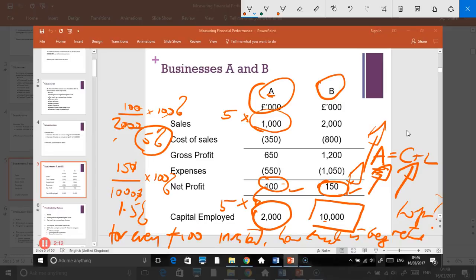Okay, great stuff. So that brings us to the end of our profitability ratios. What we're going to do next is move into our liquidity ratios. Great stuff. I'll see you then.